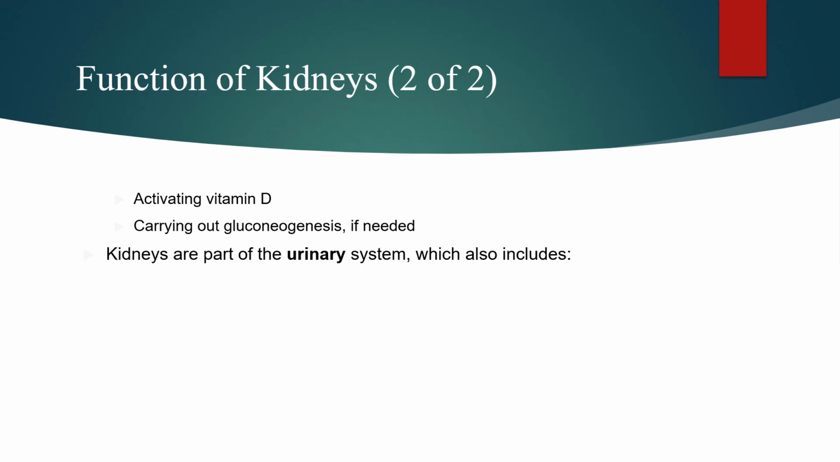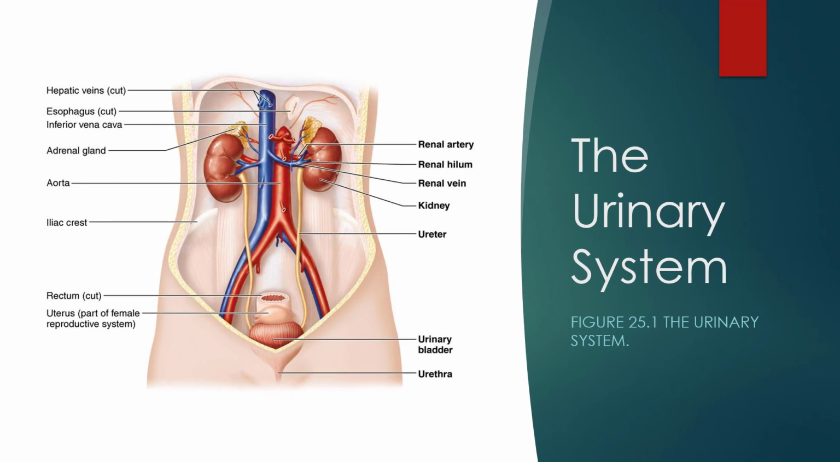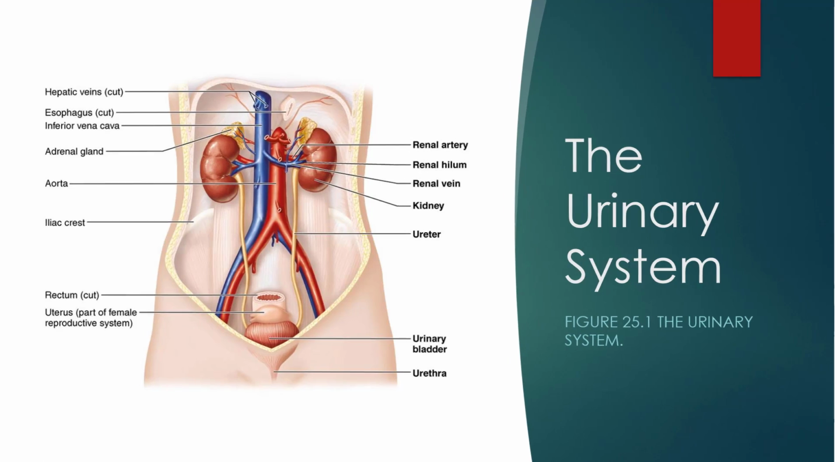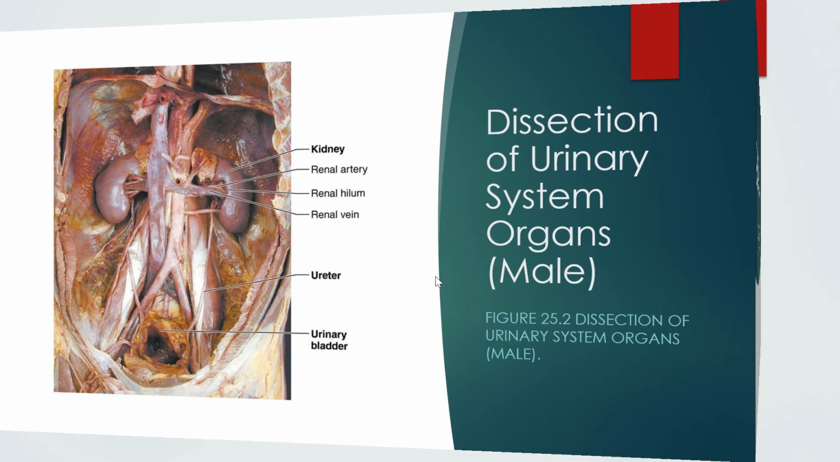And the kidneys are part of the urinary system, which also includes the ureters. These are accessory organs, the urinary bladder, which is a temporary storage reservoir for urine, and then the urethra, which is the one that transports urine out of the body. And this is how the gross anatomy would look like in a model. Take note that your kidneys are located outside of the body cavity, behind the peritoneum. Therefore, it is retroperitoneal.